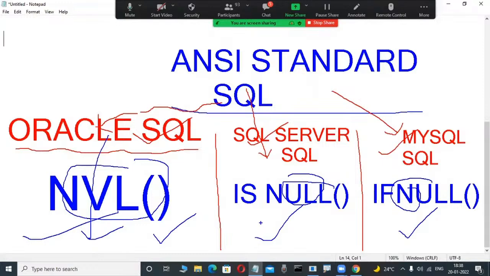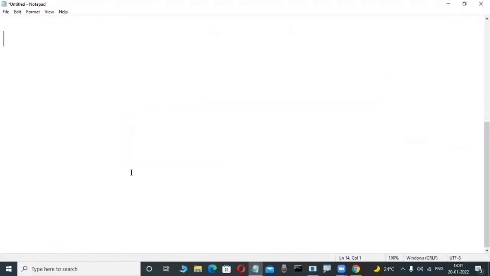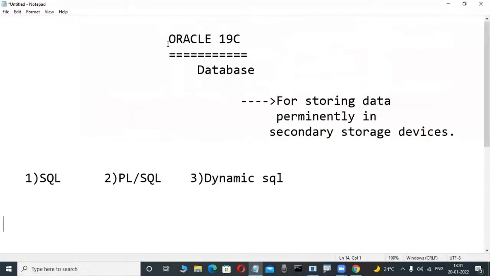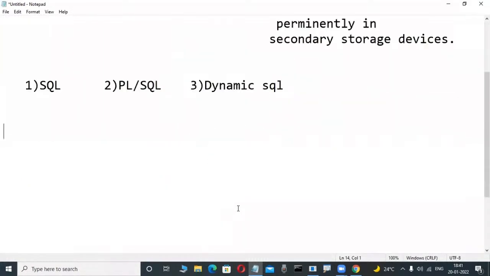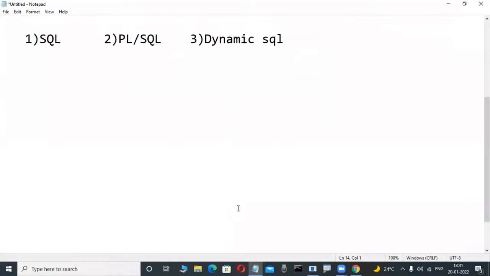There is another function. That's why, always, what we are learning is this: SQL is an ANSI standard language, and from that SQL language Oracle Corporation created their own SQL language, called Oracle SQL.